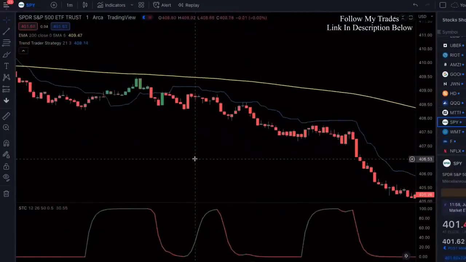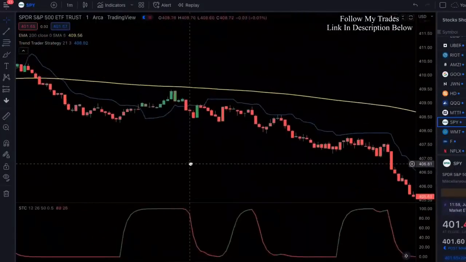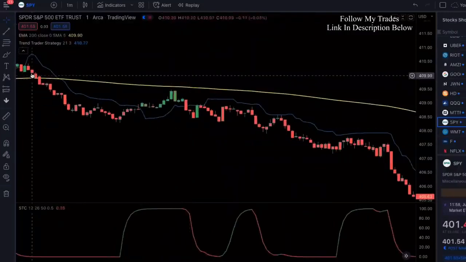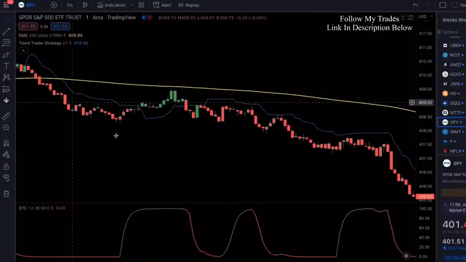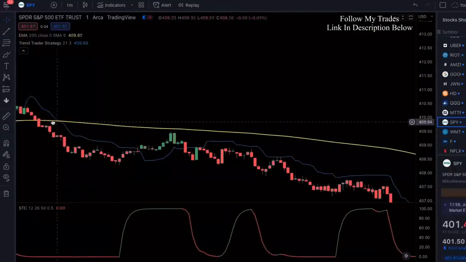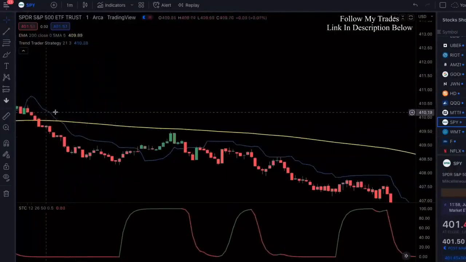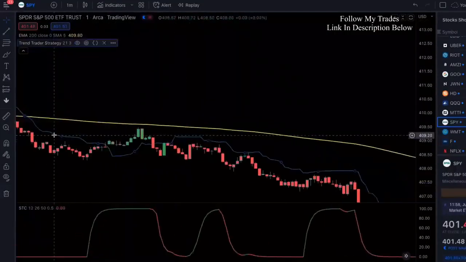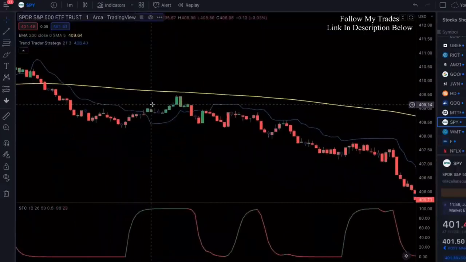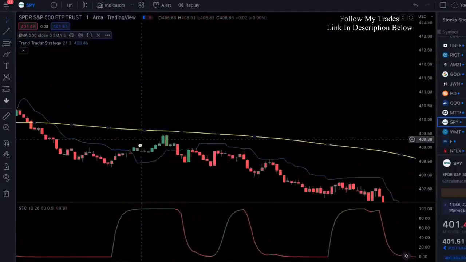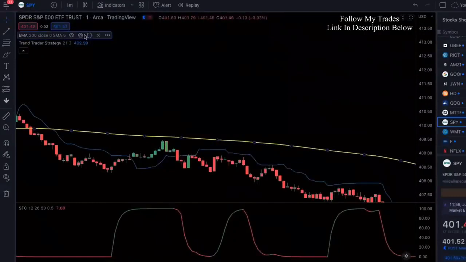So here are two different entries that we can take a look at. We're not going to mess with this because for shorts, we're looking for stuff that's below the 200 EMA. So we're not going to mess with any of this stuff right here. Okay, so now let's look at the rules for the short strategy when you're trying to go short.